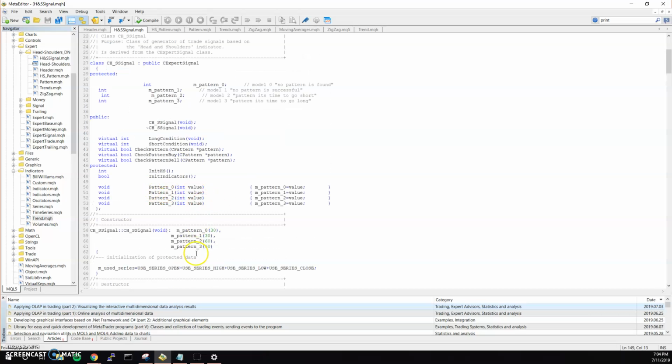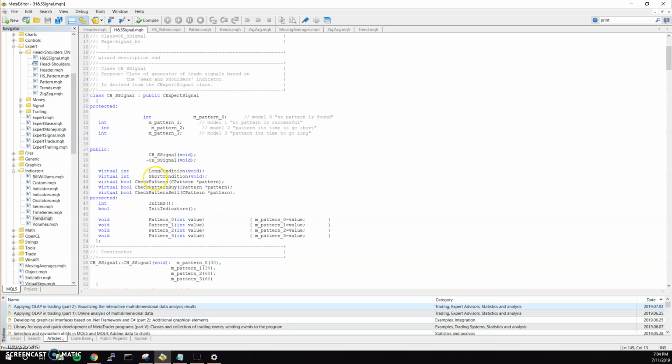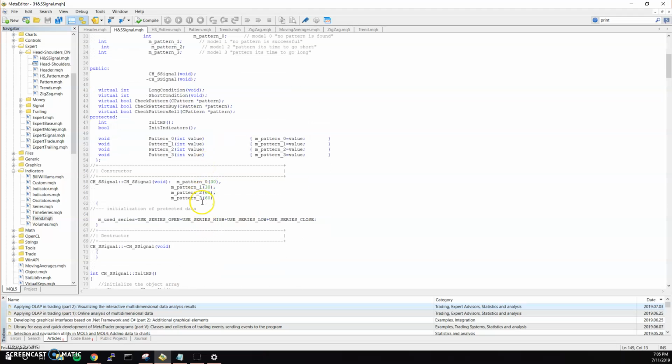So we have our patterns here. If no pattern is found, we'll return pattern 0. If the pattern is not successful, we'll return pattern 1. And if it's time to go short, sell, we'll return pattern 2. And if it's time to go long, we'll return pattern 3. We have our long and short conditions, our check pattern, which is the original check pattern. We have our check pattern for buy, our check pattern for sell, and then we have our value set.